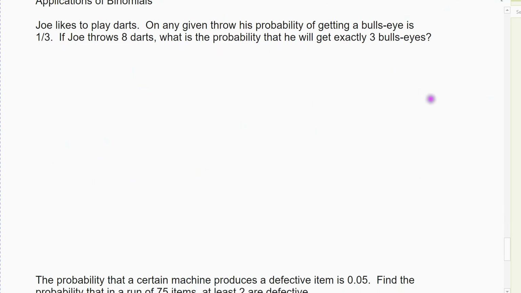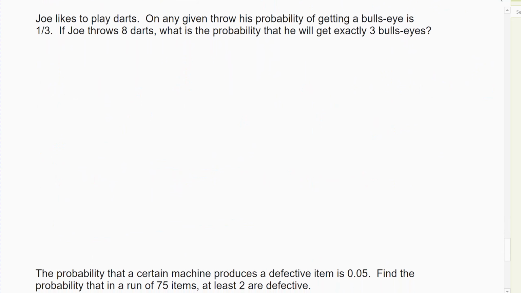All right, next example. Joe likes to play darts. On any given throw, his probability of getting a bullseye is 1 out of 3. If Joe throws 8 darts, what's the probability to get exactly 3? So it means out of 8 tries, he's going to succeed 3 times. All right, so X is going to count the number of bullseyes.